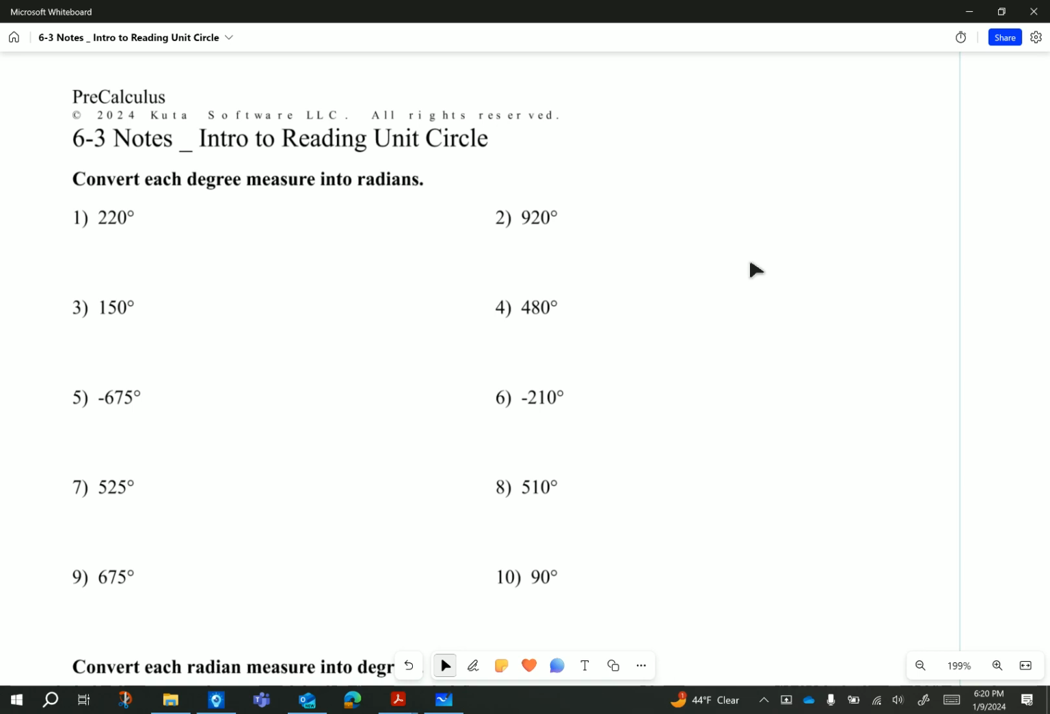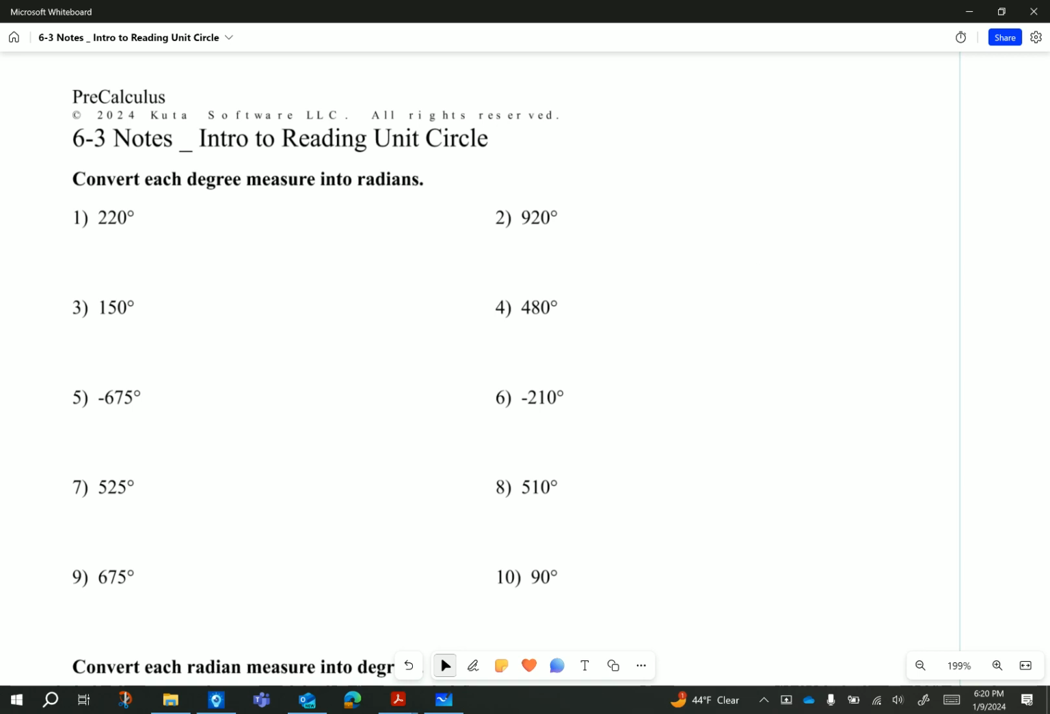Now, we will not do all the first 10 problems. We'll do a few as well as in the next section, and any of the ones that remain, that's for you to work on your own and practice. The answer key will be provided on Canvas or sent out to you. So let's start out with 220 degrees.